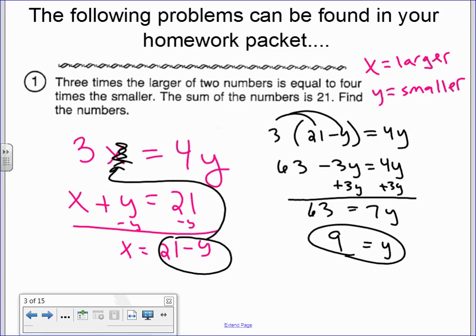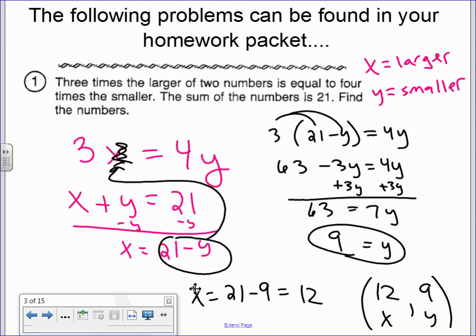Okay, so we have half of our answer. We have y, which is our smaller number. And we go back to the bubble. So take your 9, go back to your bubble to get what x equals. 21 minus 9 will give us what x equals, which is 12. So y equals 9, x equals 12. Just go ahead and put it in the coordinate like we've been doing this whole chapter. Feel free to pause and catch up if you got behind at all while it works that problem out.